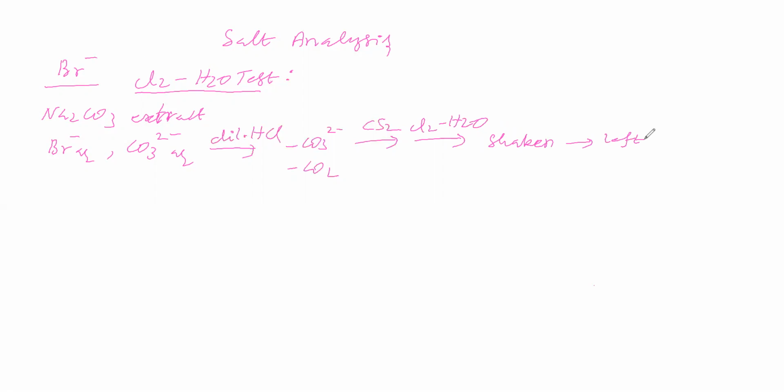Now here, after removing carbon dioxide, we added chlorine water. So what happens? We'll see: this Br minus and chlorine water become what? This Br minus undergoes oxidation and gives Br2. Chlorine undergoes reduction to give Cl minus aqueous. Here we added CS2 liquid and an aqueous solution is there. How these contents will be, that we'll see.